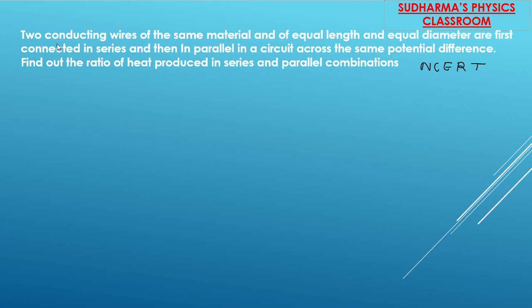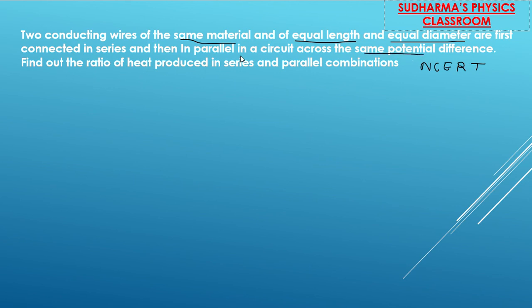So let's do the next NCERT question related to this. Two conducting wires of the same material and of equal length and equal diameter are first connected in series and then in parallel in a circuit across the same potential difference. Find out the ratio of heat produced in series and parallel combinations. They are connected across the same potential difference.